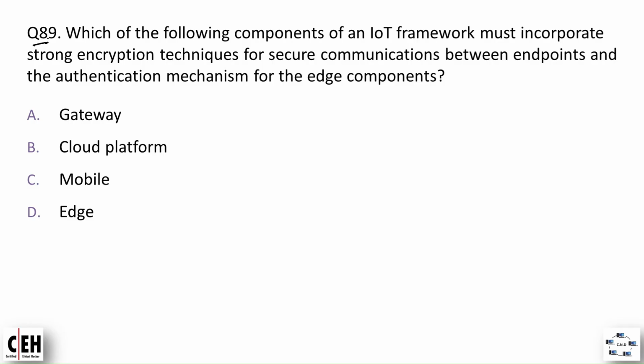Question number 89. Which of the following components of an Internet of Things framework must incorporate strong encryption techniques for secure communications between endpoints and the authentication mechanism for the edge components? And the options are option A, gateway; option B, cloud platform; option C, mobile; and option D, edge. And the correct option is option A, gateway.